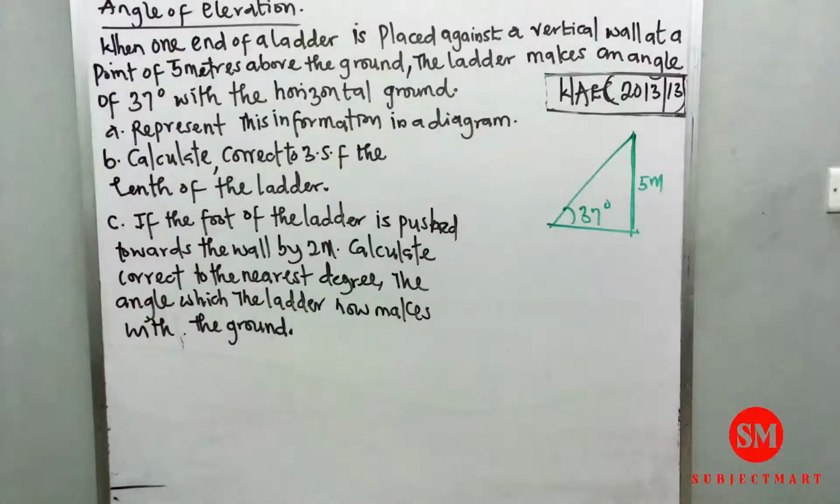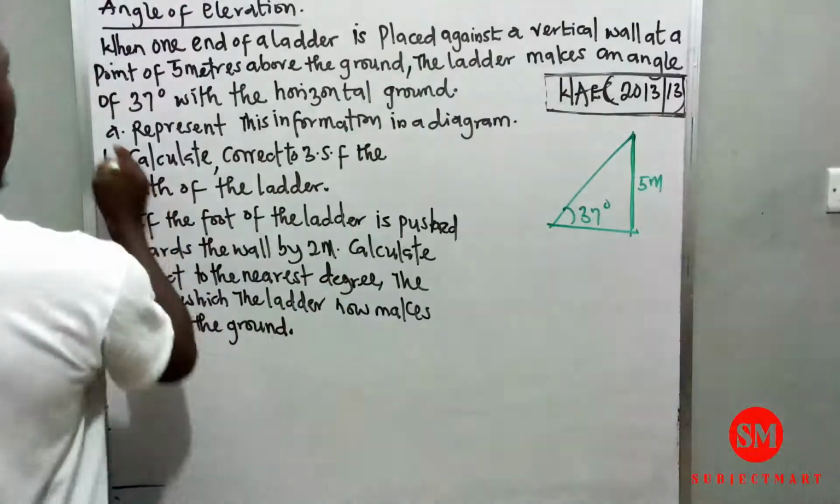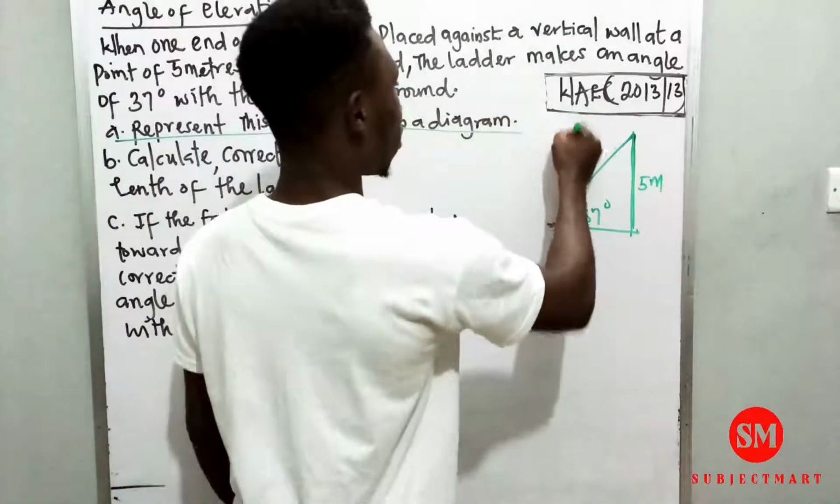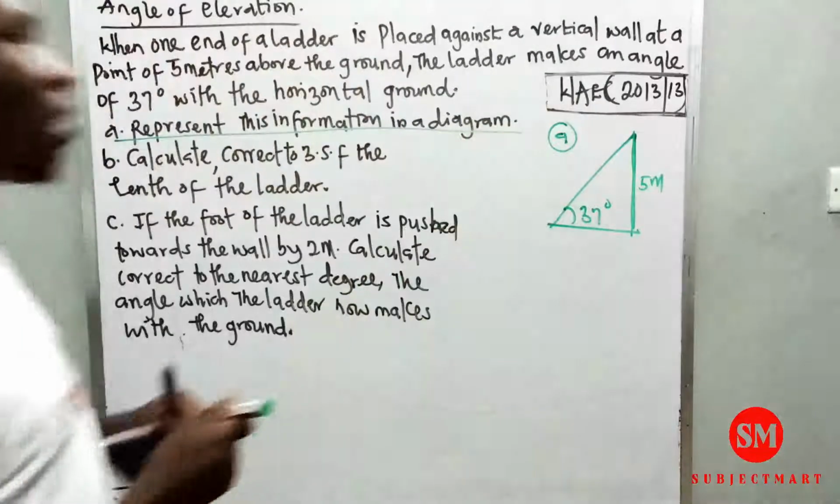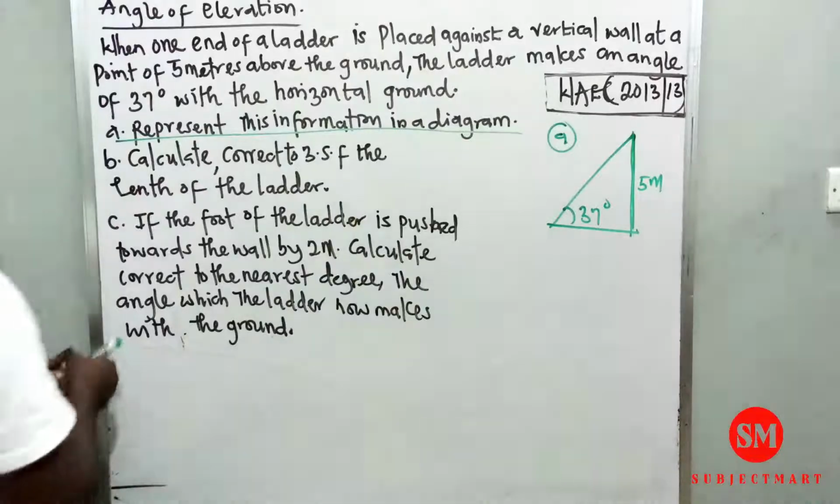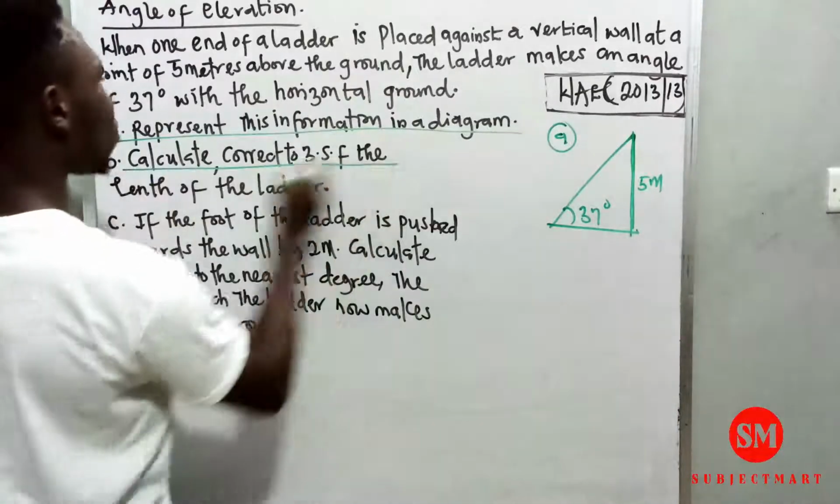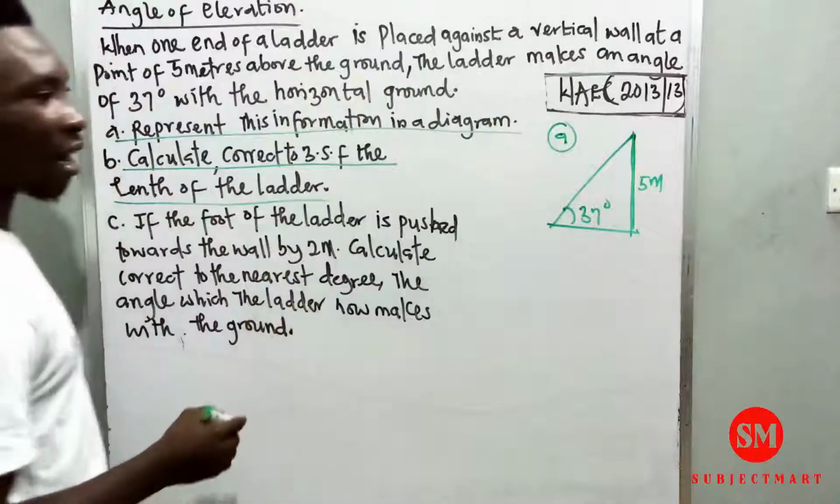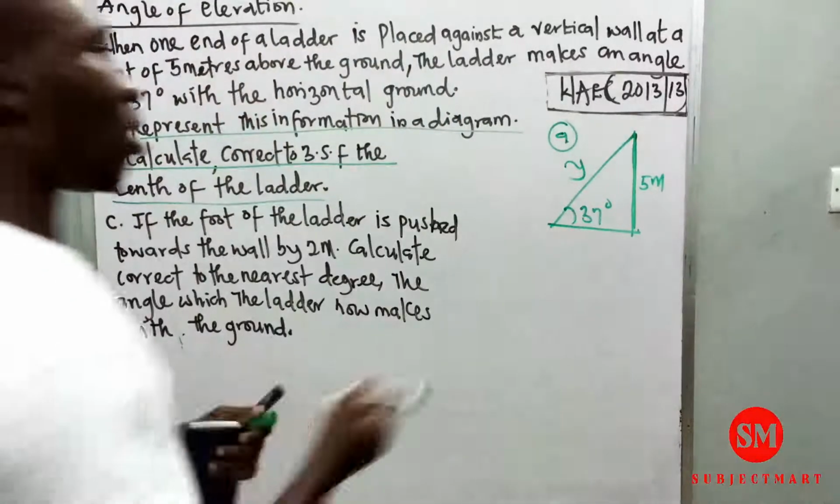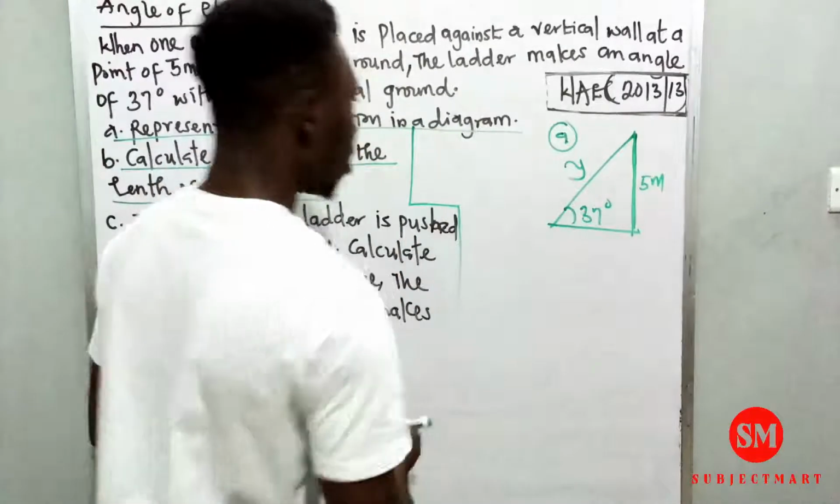Now, the first thing they ask us to do here is to what? A, represent this information in a diagram. So we've answered question A. We just represented this in a diagram. Now, what is the next question? B said, calculate, correct to 3 significant figures, the length of the ladder. Let the length of the ladder be y.